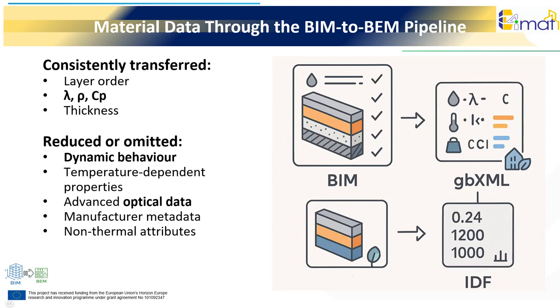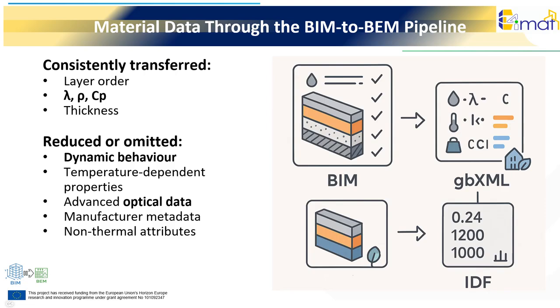Behaviors that vary with temperature, humidity, or phase change rarely survive the transition, because standard exchange schemas are not designed to capture dynamic or multiphysics responses. Similarly, advanced optical definitions used for high-performance glazing systems often require manual adjustment, as they exceed what is typically exported from BIM. Metadata such as manufacturer identity, product codes, or certification details also tends to disappear in BEM tools unless added intentionally. These attributes are not required for thermal calculations and therefore are not prioritized in most interoperability workflows.